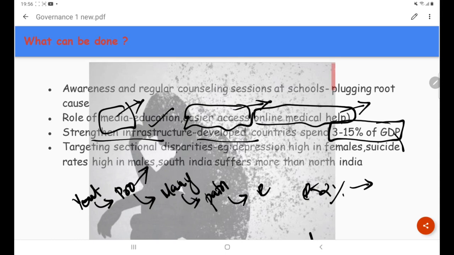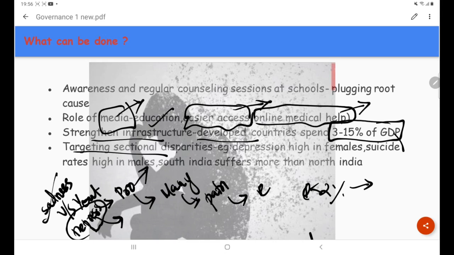Within this, mental health is even more neglected. Then the next thing is targeting the sectional disparities. How can we target? A classic example is the difference between sadness and depression. Often people will say, I am depressed, but depression is a medical state which requires treatment, whereas sadness is a state of mind. That much low is our awareness of mental health. So why depression is high in females, that we have to target, only then can we devise solutions.